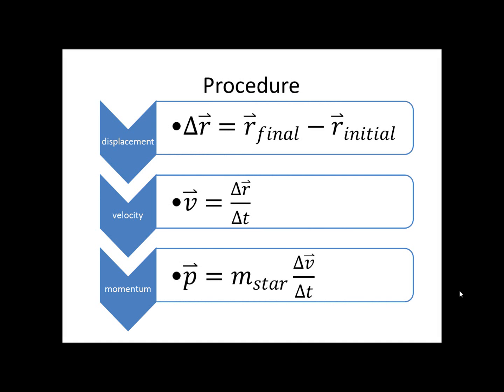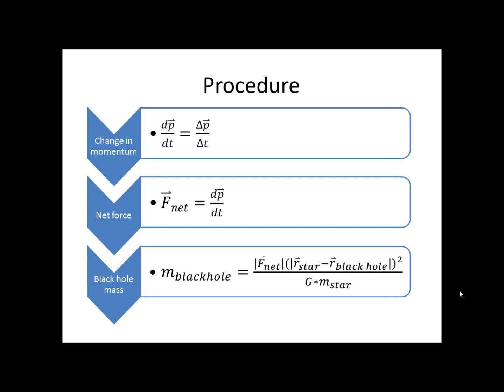To calculate the mass of the black hole, I used the momentum principle. To begin, I used the position points of the star to find the star's displacement during each time step. Then, I divided the displacement of the star by delta t to find the velocity of the star at each time step. Using the change in velocity and its mass, I was then able to find the star's momentum at each time step along its path.